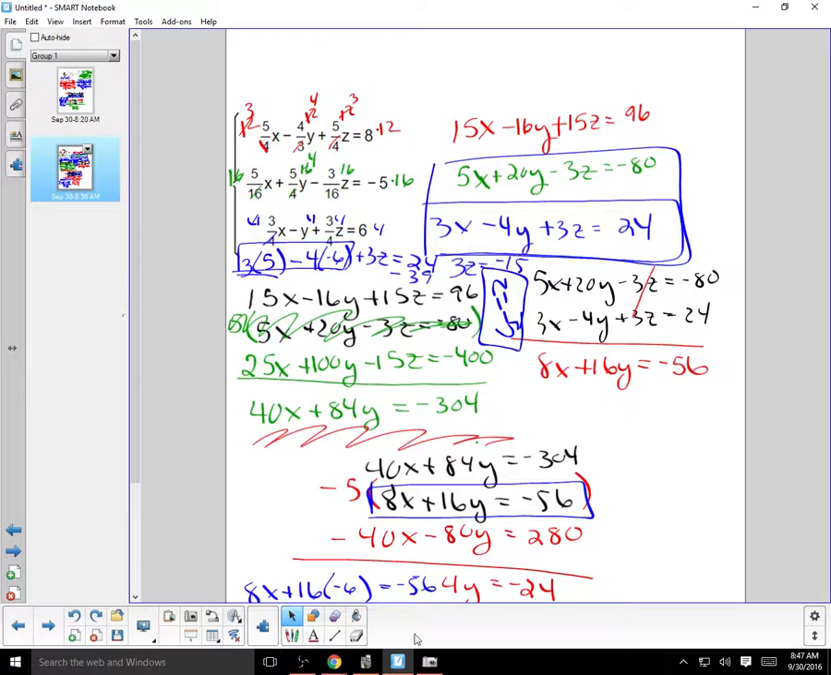Can we use a calculator on the test? Yes, we can use a calculator. If you can use a calculator to help you, I want you to. I want you to do math. I don't want you to be doing calculations all the time. Okay?